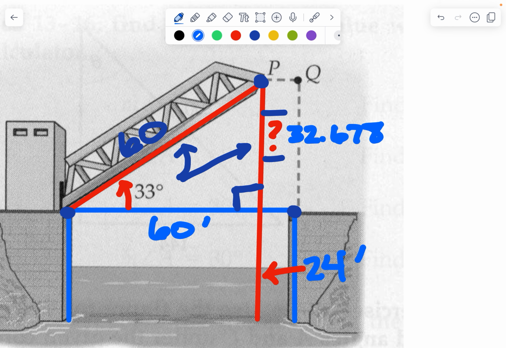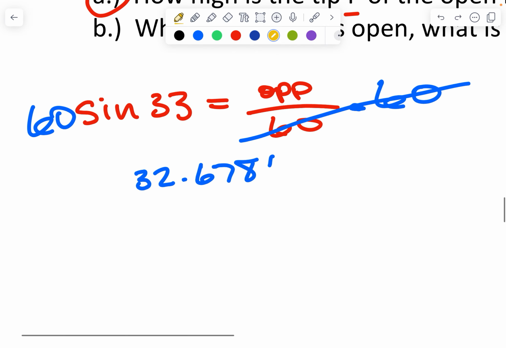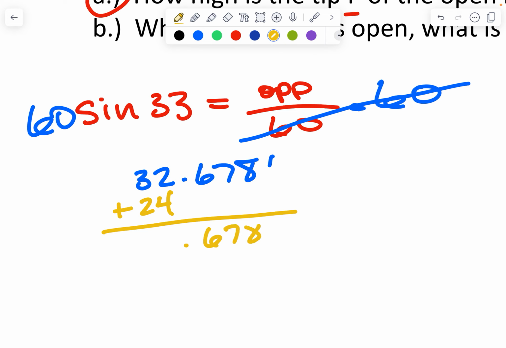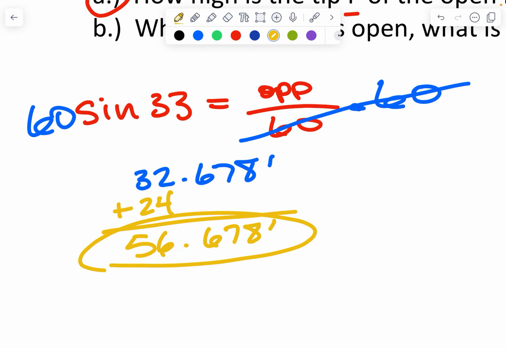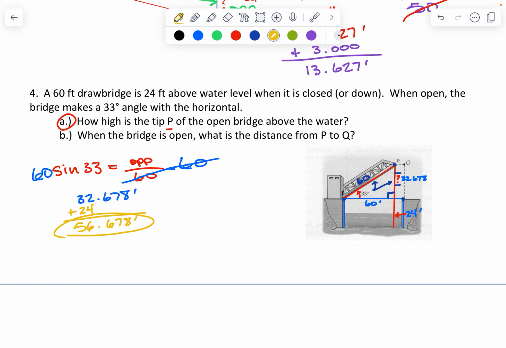32.678. That is just from here to here. It wants to know the height above the water. So we need to add 24 to that so that we get our total height above the water, which is 56.678 feet. So that's the first one, 56.678 feet. Now, it says when the bridge is open, what's the distance from P to Q?